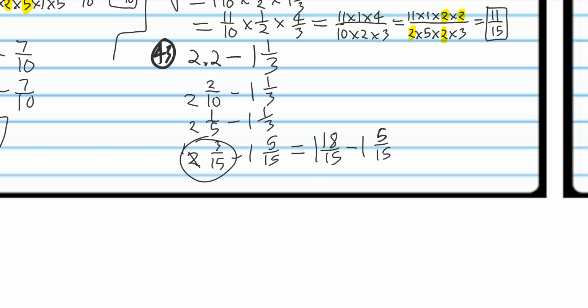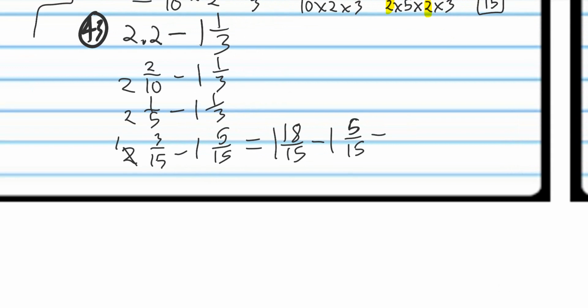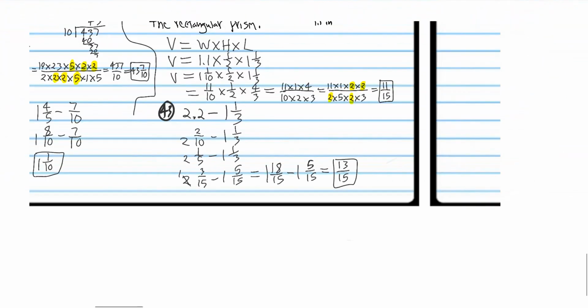It's the same thing. So now we can subtract. 1 minus 1 is just 0, and 18/15 minus 5/15 is 13/15, and that's the answer. Again, the ones just went away because they were subtracted. 18/15 minus 5/15 is 13/15.